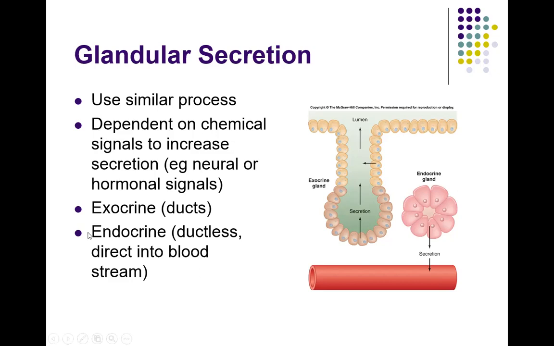Exocrine glands are like your salivary glands. If you ever think about eating a lemon, you sometimes feel that pinch right here. You have a parotid salivary gland right here. It produces saliva, and that saliva goes through a tube and opens into your mouth.